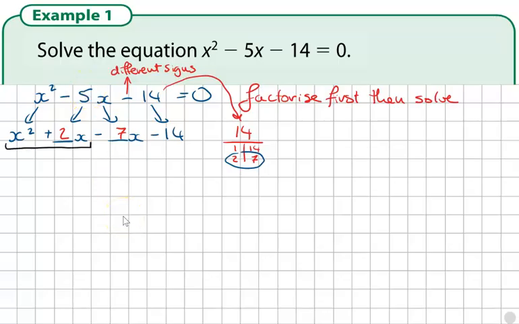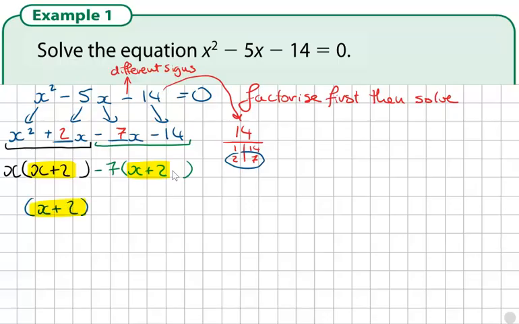I factorize the first two terms. I get x multiplied by x plus 2. So x squared divided by x is x, and 2x divided by x is 2. I factorize the right two terms, and my highest common factor is minus 7. So minus 7x divided by minus 7 is x, and minus 14 divided by minus 7 is 2. My brackets match, so the first part of my answer is x plus 2, and then x minus 7 is going to be my other factor.